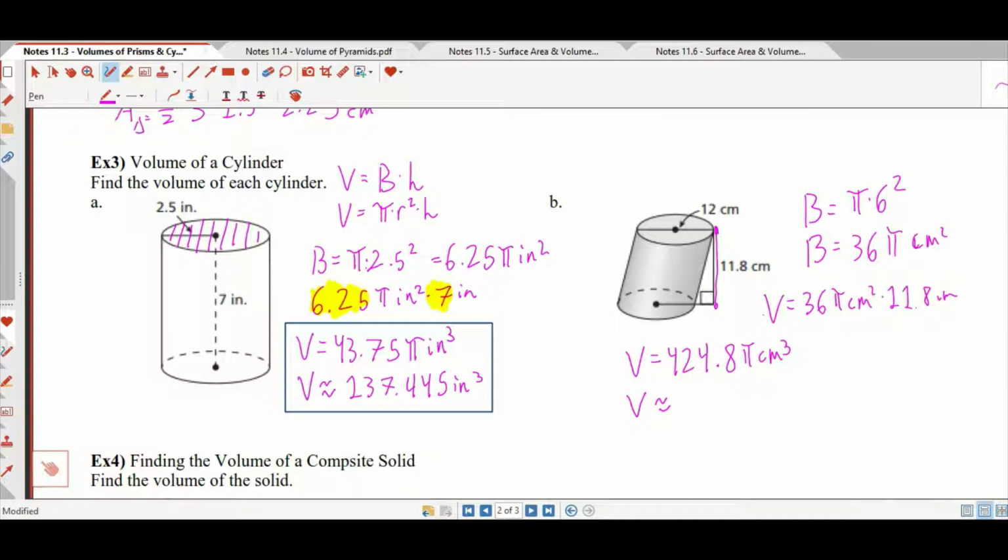To approximate that, we do 424.8 times pi, or 3.14, whatever it is you want. I get 1,334.549 centimeters cubed.